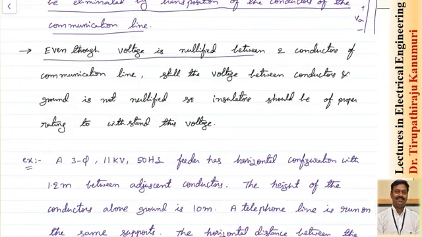Even though the voltages are nullified between the two conductors of the communication line, still the voltage between the conductors and ground is not nullified.